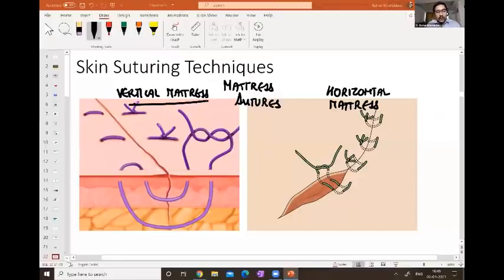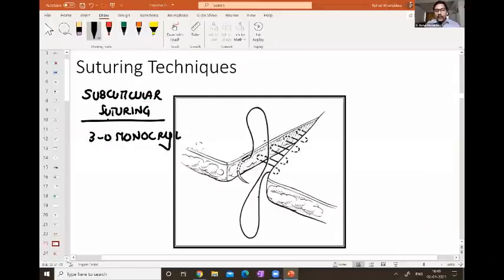This is a very important image. This is subcuticular suturing. Subcuticular suturing is when the sutures are taken from inside and there is no mark on the surface of the skin. So when there is no mark on the surface of the skin, will this be cosmetically better or cosmetically poor?